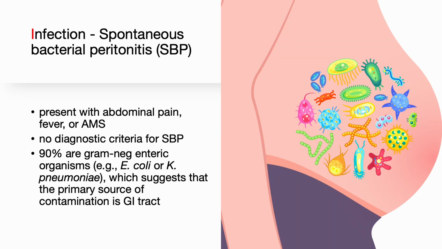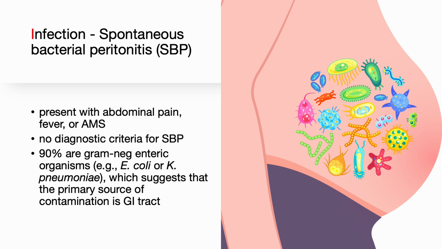Spontaneous bacterial peritonitis, in short SBP, virtually always occurs in patients with cirrhosis and ascites and is expected when the patient presents with abdominal pain, fever, or altered mental status. There are no diagnostic criteria for SBP, and a minority of patients also present without abdominal pain. The majority of the isolated organisms in SBP are gram-negative enteric organisms like E. coli and Klebsiella pneumoniae, which suggests that the primary source of contamination is the GI tract.